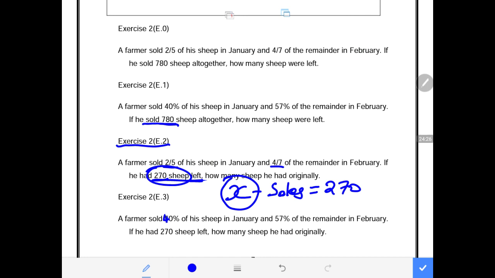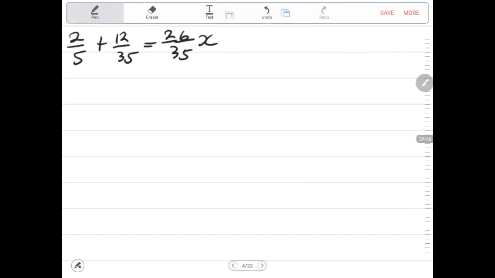So now we say out of the sheep that we don't know, which indicate X, minus the total sales, of which our sales is 26/35, it will give us the remainder. Total sheep we have minus those that were sold will give us the remainder of 270. So now that is where our equation will begin.